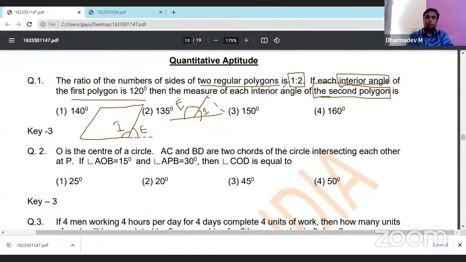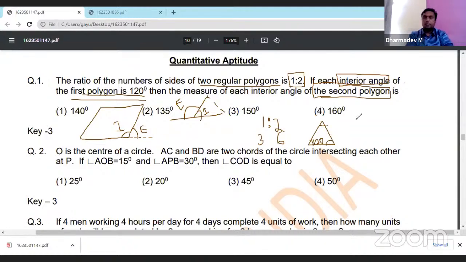So the ratio of the number of sides of the two polygons is 1:2. If each interior angle of the first polygon is 120, let's say 3 sides and 6 sides. It would not make a polygon with 2 and 4 sides, but still, let's take a triangle and a hexagon. Let's say I have 3 sides. It's given that the interior angle of the first polygon is going to be 120. When I add 3 sides, I would be getting 180. So, let it be.